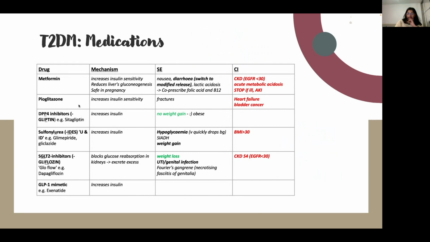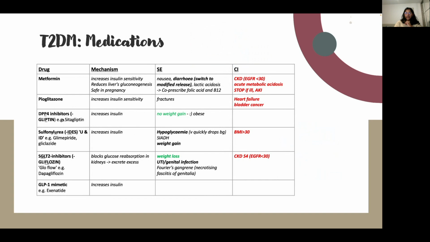Okay, so pioglitazone is another drug that we can use that increases your insulin sensitivity. A side effect of it that they love to ask about is fractures. I don't know why. And it's contraindicated, importantly, in heart failure and bladder cancer. These are really just rogue facts to memorize for your SBA. It's not super important that you know that, and it's not one of the most commonly used ones, but now you've seen it once, you'll remember it.